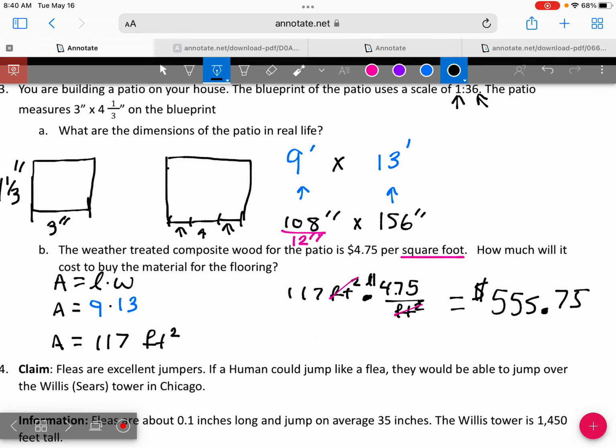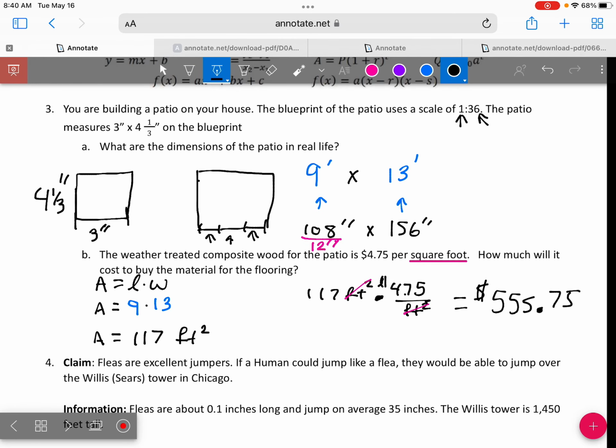Okay, so these scale ones are a little bit weird to remember. Once you remember them, we'll be fine, but it takes a little bit of time. Okay? What else do we want to do? 5.